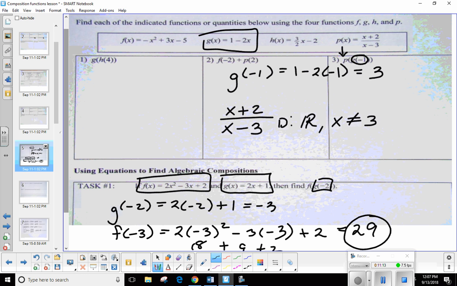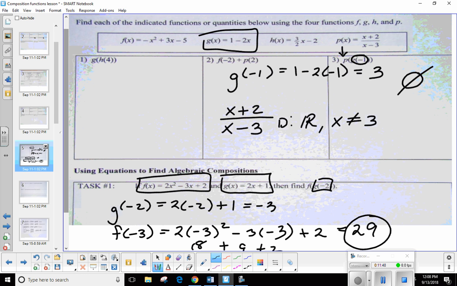Now, do you see where the problem is? What did we get for g of negative 1? We got 3. Remember, a composition is only going to work if the output, the answer I get inside, is in the domain of the outside function. Because this guy doesn't work, what do you think I can write? We could say undefined. Typically, we'll just say no solution. It's very possible that a composition may not work for that reason. Right, Nathaniel? Okay.